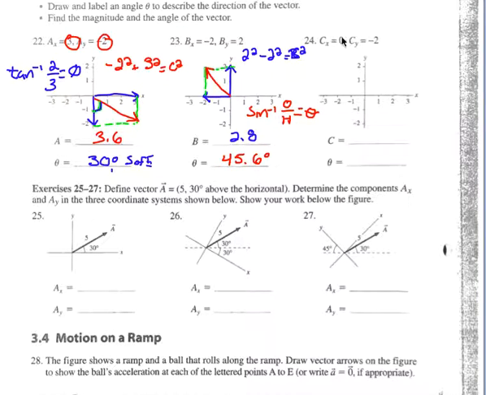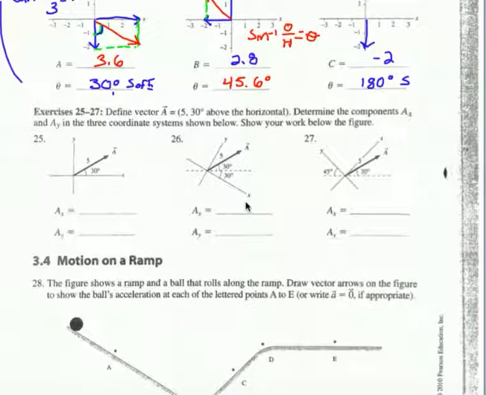This next one, we have no x component, we only have a y component. It's -2. So c equals -2, and the angle is just south, or you could say 180 degrees.